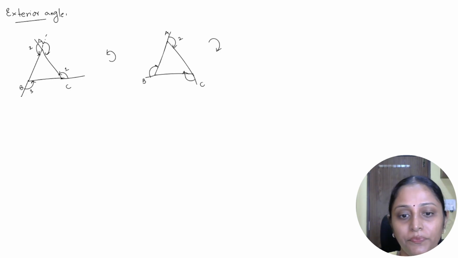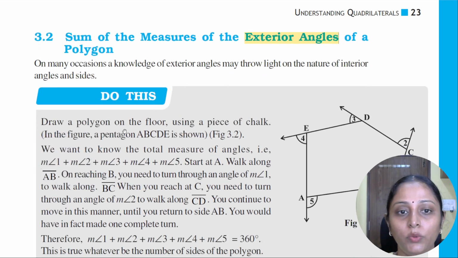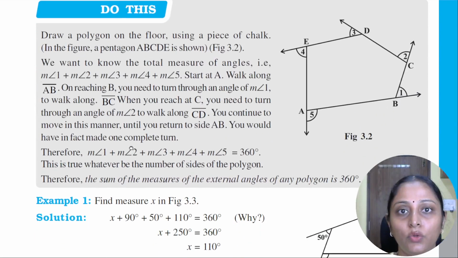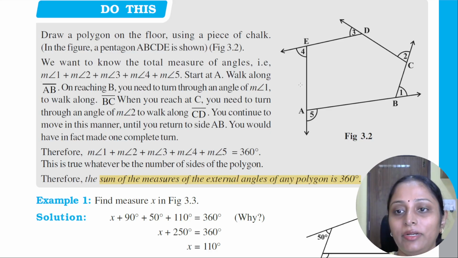Now here, we will be doing an activity to check what is the sum of the exterior angles of any given polygon. The activity is, they want you to draw a pentagon on the floor with chalk and walk along the pentagon and see if you will end up facing the same direction that you started with after you complete covering the polygon, that is, you have walked along the polygon once.